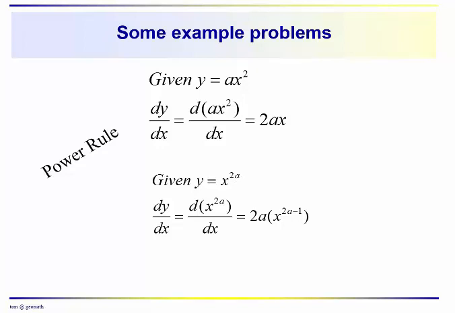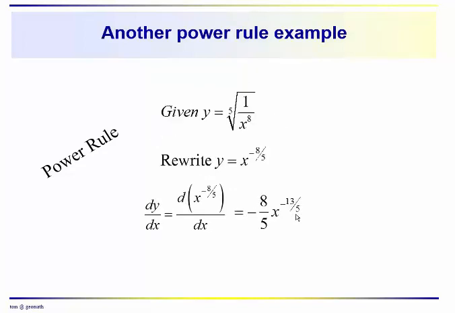Well, it's the same sort of thing. We have a little bit more complicated exponent here. We bring that down in front and reduce the exponent by 1, so we get 2a times x to the 2a minus 1.